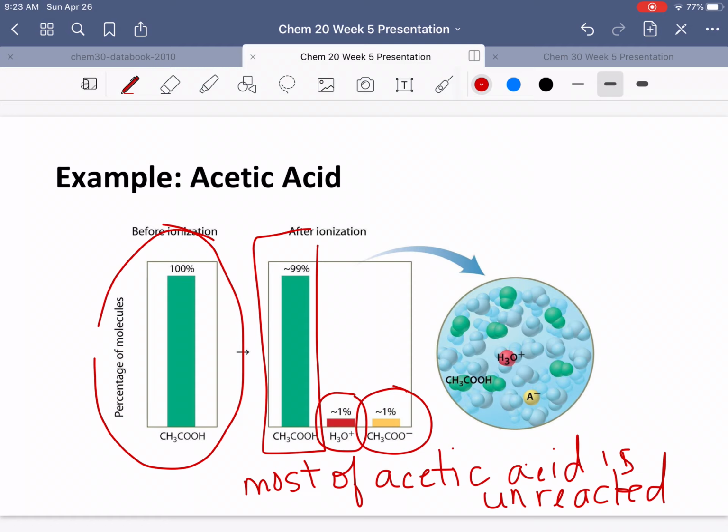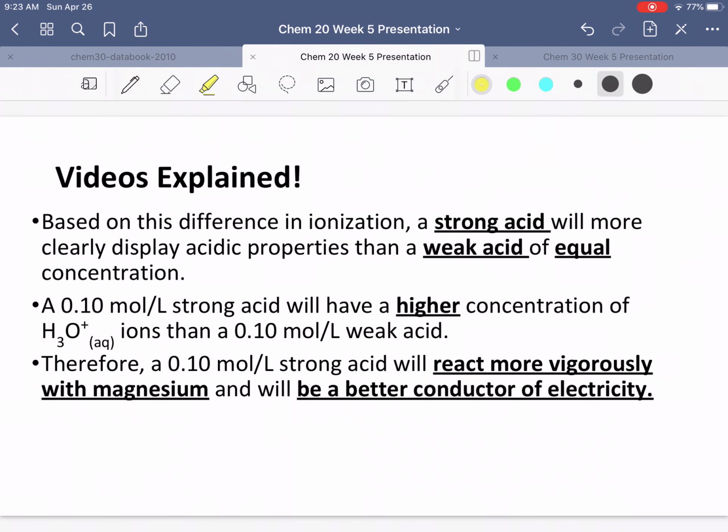You can't. If you don't have very many ions present, if there's hardly any hydronium, there's not as much to react with the magnesium. So it's going to have a much, much less vigorous reaction, and the bulb won't be as bright. Okay. This is just explaining the videos, guys, and that's what I just talked about. Do keep in mind, though, that the concentration of both of those was the same to start with, right? The original concentration was the same. But as for the ionization, the strong acid ended up with way more concentration of hydronium than the weak acid, even though they start the same, right?